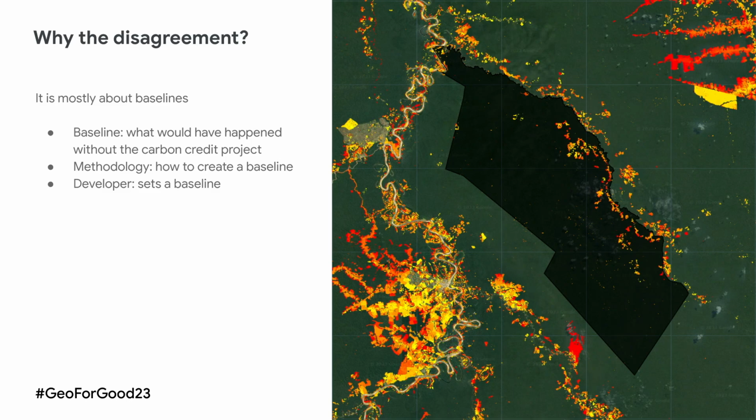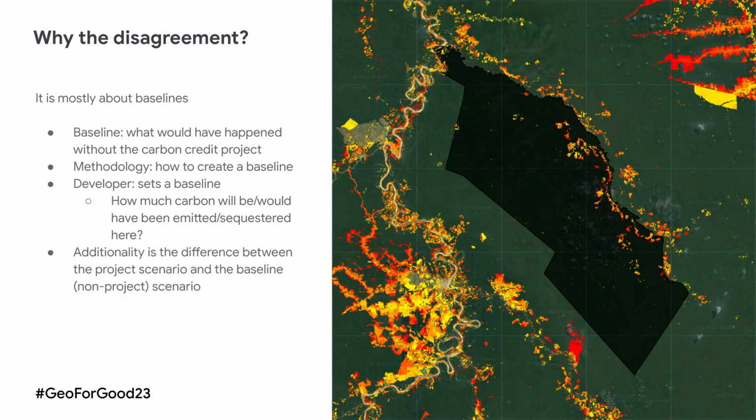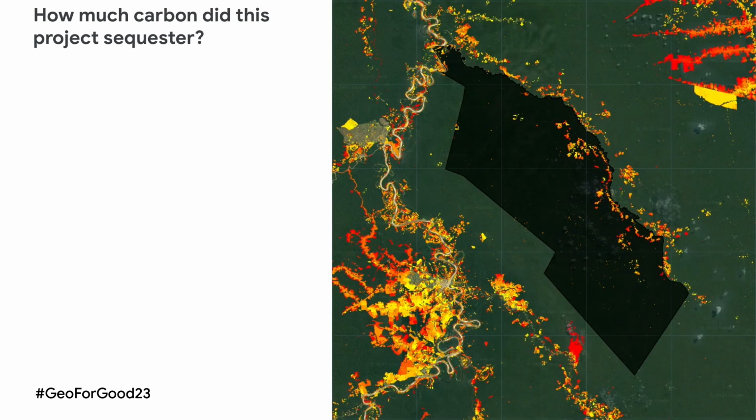In general, for a carbon project, a developer will set a baseline, which is about how much carbon will be or would have been emitted or sequestered in the project. And additionality is the difference between the project scenario and the baseline or non-project scenario. So how much carbon did this project sequester? If you look at it, see if you can figure out how much it sequestered.